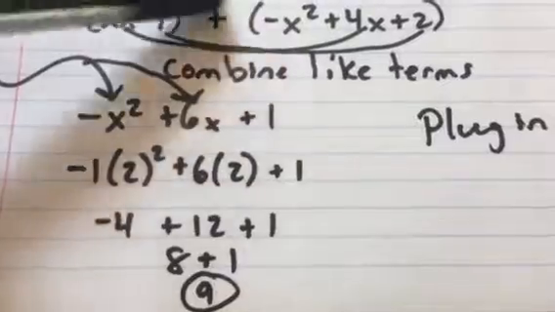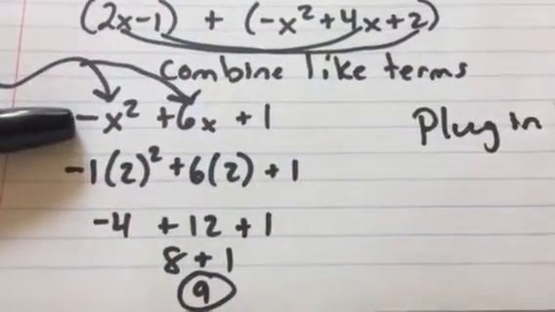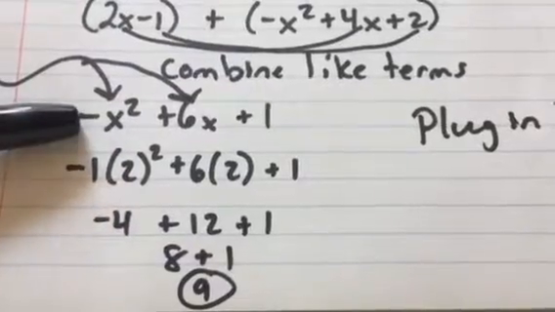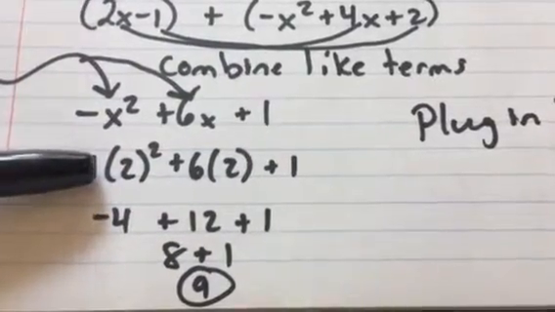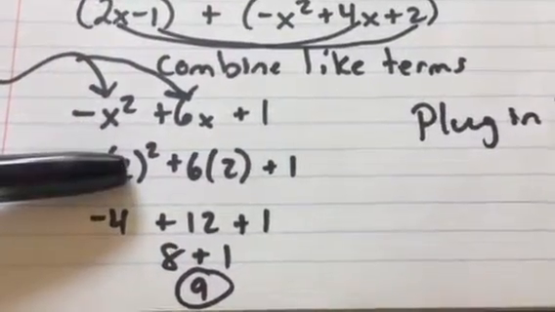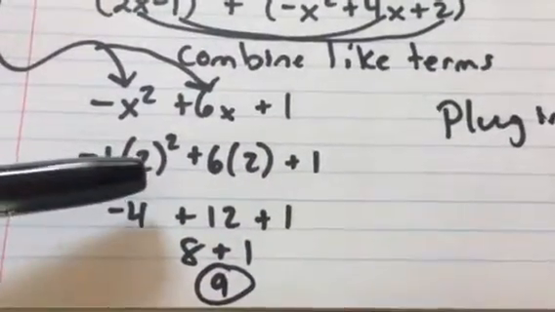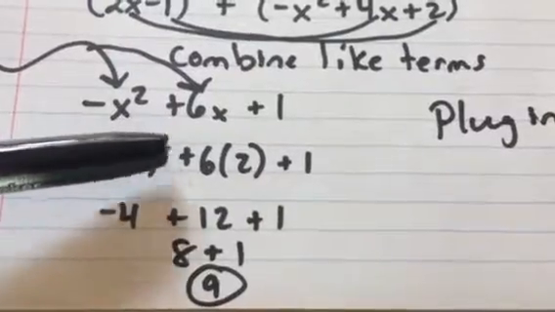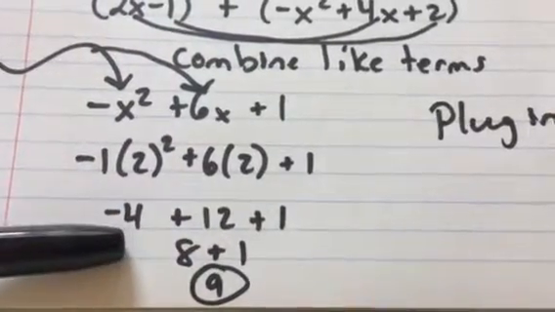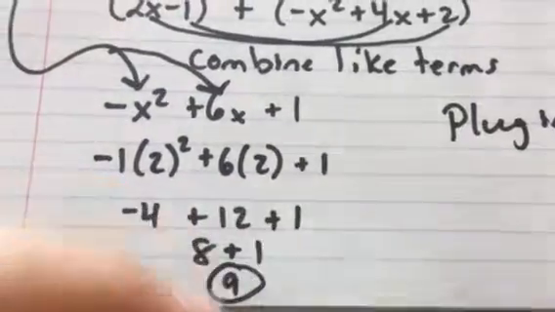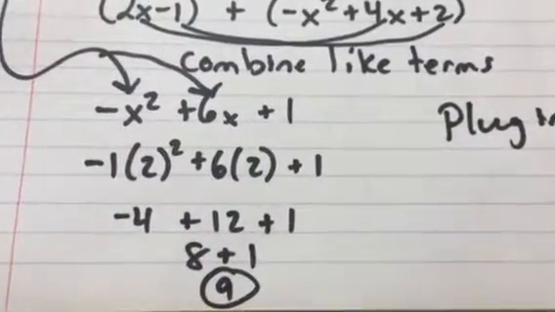Now, one thing to keep in mind right here is that negative has a little 1 next to it that we can't see. So when you rewrite this problem, make sure you put the negative 1, and then you can plug in the 2 squared plus 6 times 2 plus 1. So we're going to use our order of operations. 2 squared is 4, 4 times negative 1 is negative 4, 6 times 2 is 12, and then we're just going to add straight across there to get 9 as our answer.